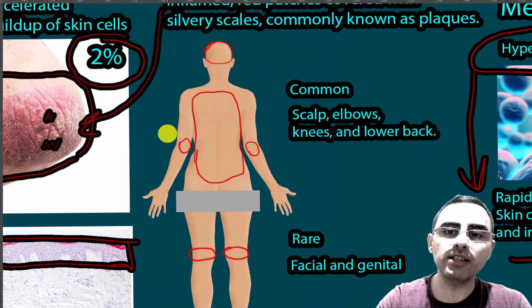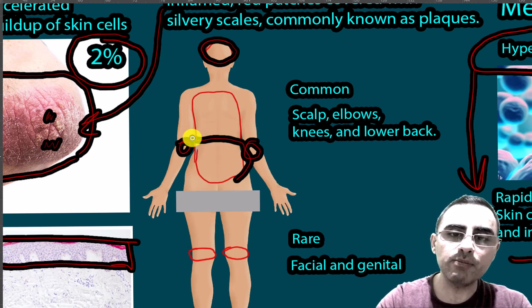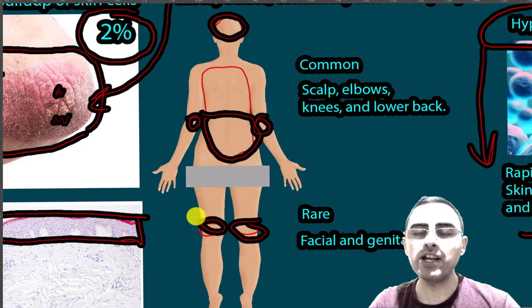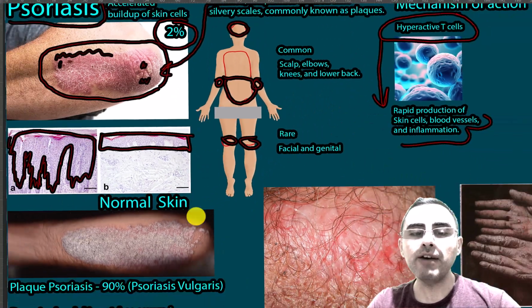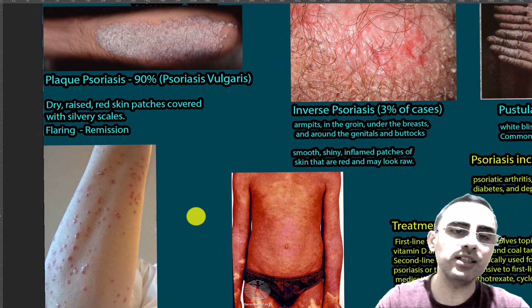The most common sites of psoriasis are the scalp, elbows, lower back, and especially knees, and a rare manifestation of psoriasis is facial and genital manifestation. We have several types, more specifically 5 types of psoriasis.